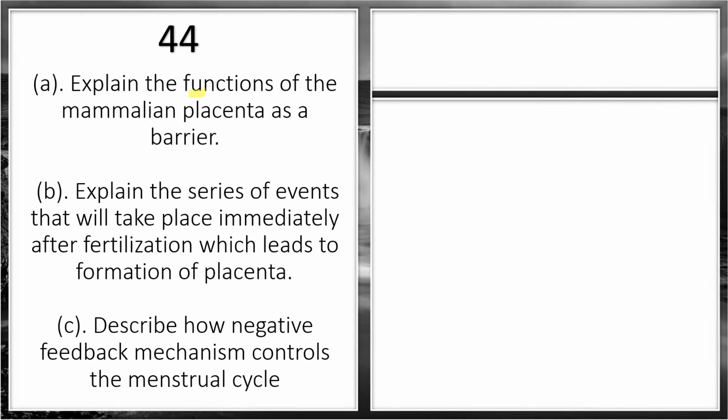Question 44. Explain the functions of the mammalian placenta as a barrier. Part B. Explain the series of events that will take place immediately after fertilization, which lead to the formation of the placenta. Part C. Describe how the negative feedback mechanism controls the menstrual cycle.